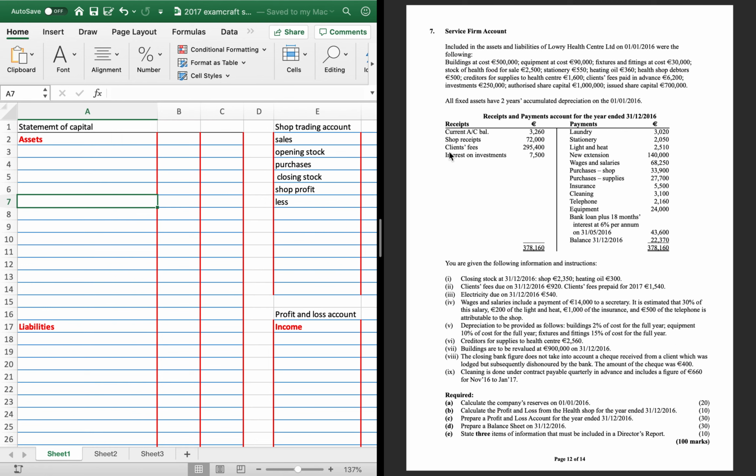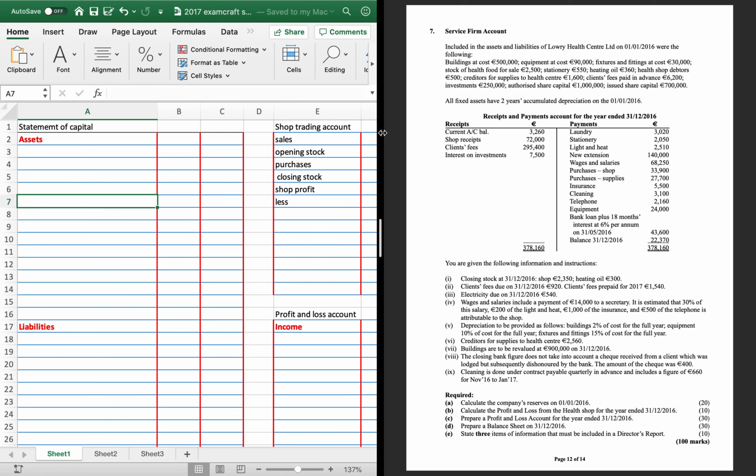You'll be asked to do a statement of capital, which is to work out how much the thing is worth at the start of the year. A couple of things, always underline this here. You have 2 years accumulated depreciation on fixed assets at the start. So we need to be aware of that, right?